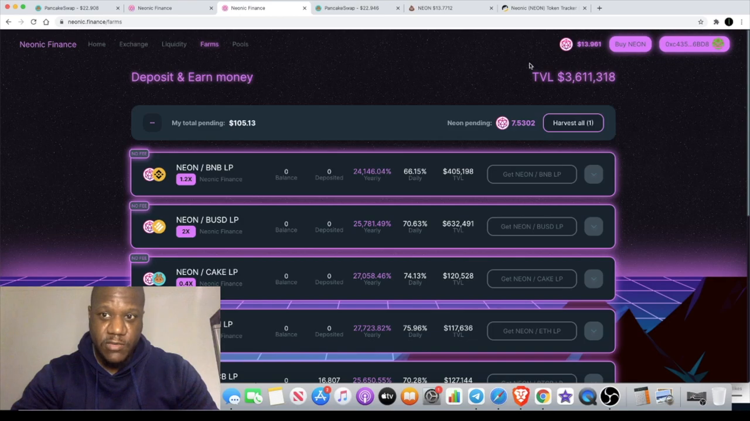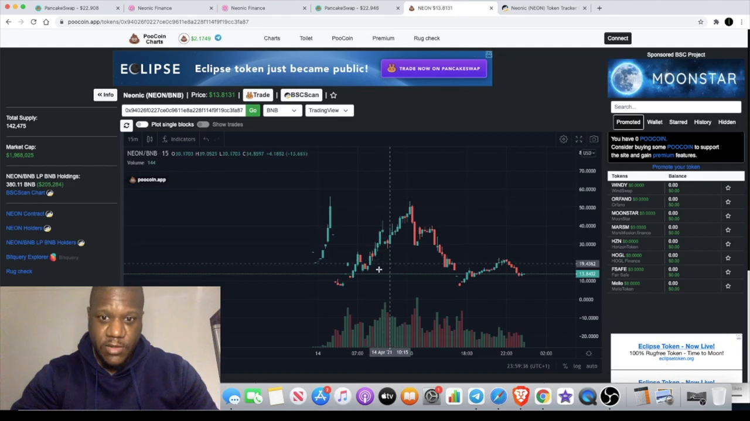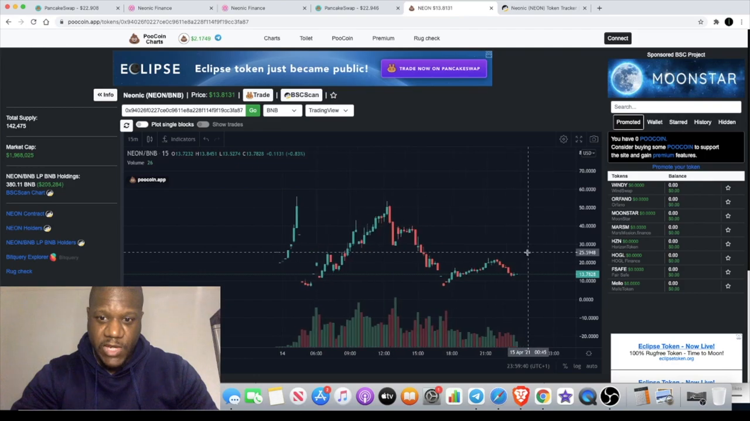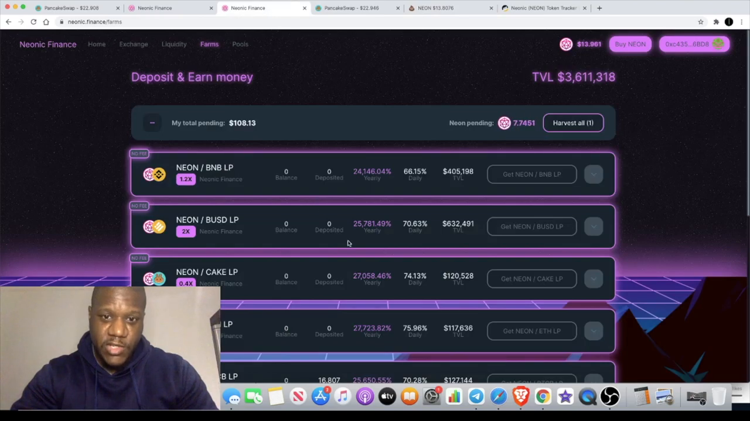Now, this coin is currently sitting at $14, which you can see on the chart over here. It did come up and it has had a bit of a sell-off, but we're not really looking too much at the chart on this one. What we're looking at is the rewards that you can make on this token.